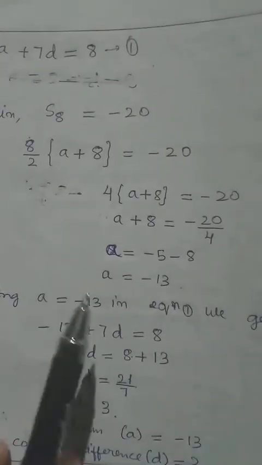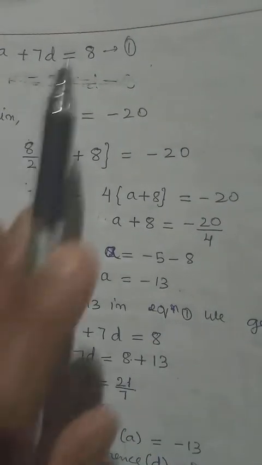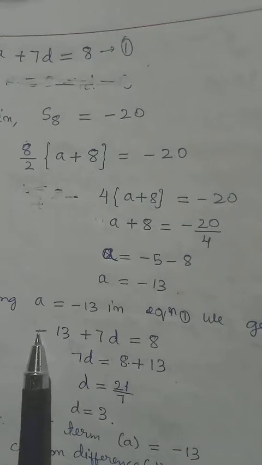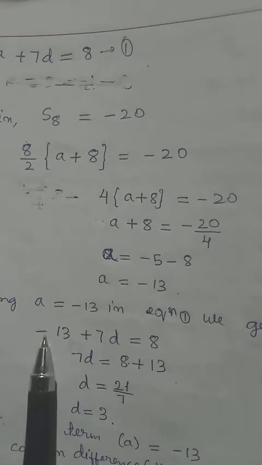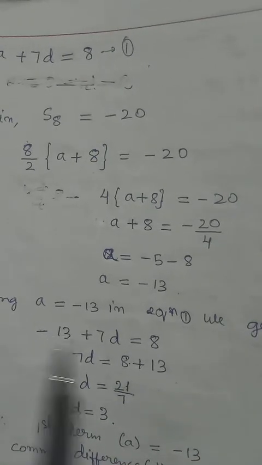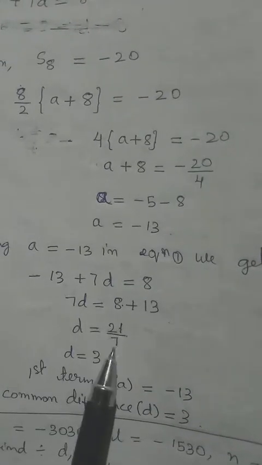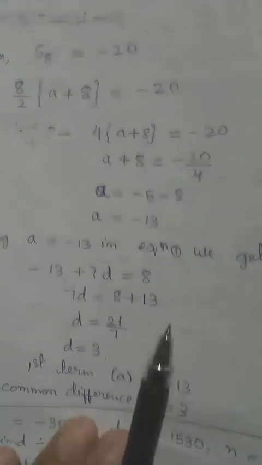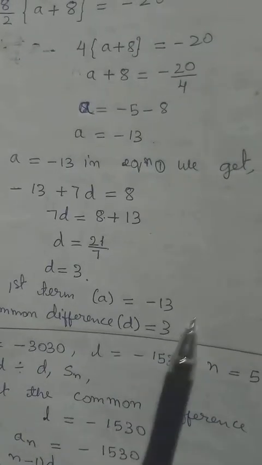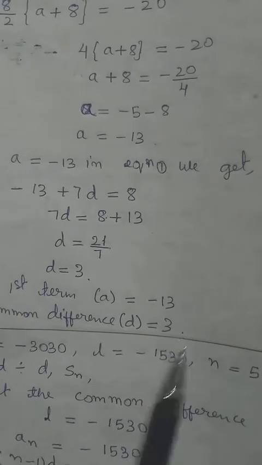In order to get D, we can substitute in equation 1. So A we know is minus 13. Here there is no D, we can take it to that side, it becomes plus. Then we want D, 21 by 7 equal to 3. So the first term is minus 13, the common difference is 3.